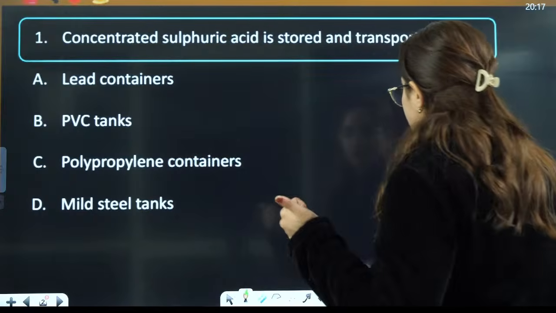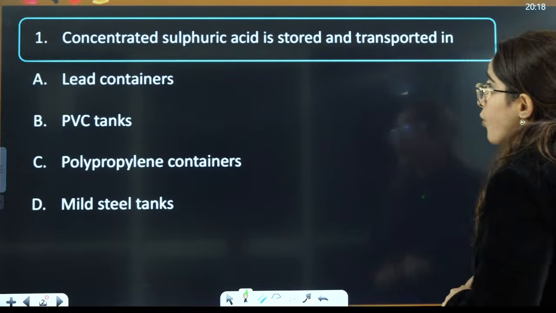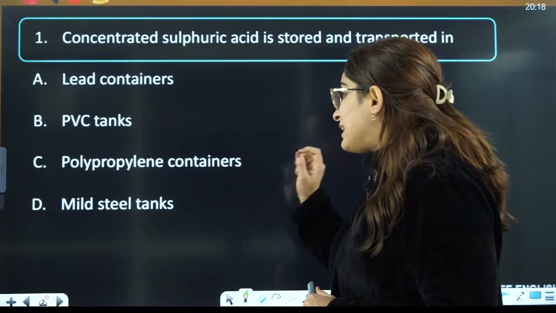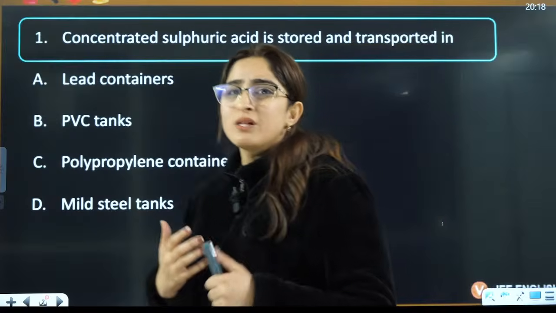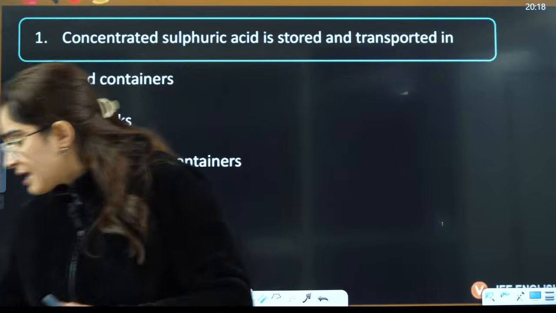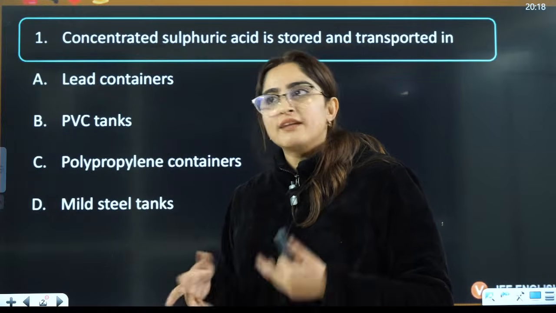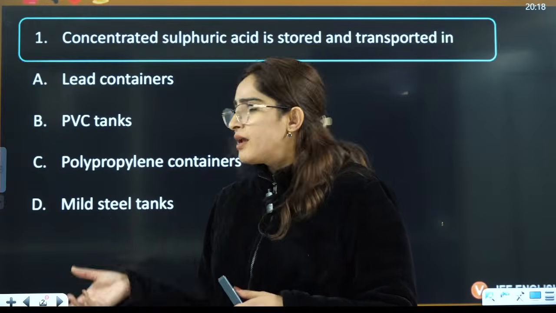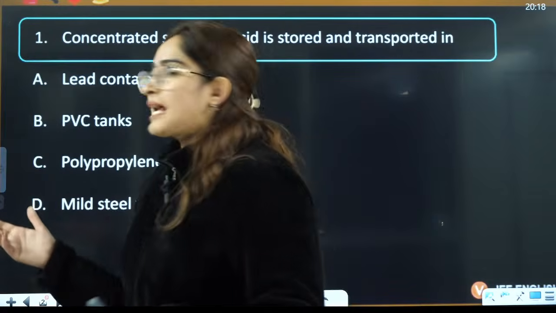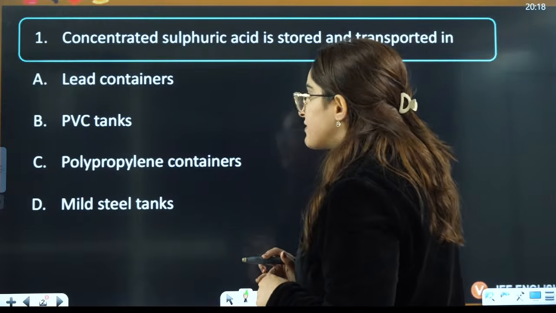So first question on your screen we have: concentrated sulfuric acid is stored and transported in lead containers, PVC tanks, polypropylene containers, or mild steel tanks. So what you will see here, in chemistry they also ask theory based questions. That is the difference you have in AEEE as compared to JEE. In JEE you will see a standard pattern there. Here you will see these kinds of questions from polymers and environmental chemistry.